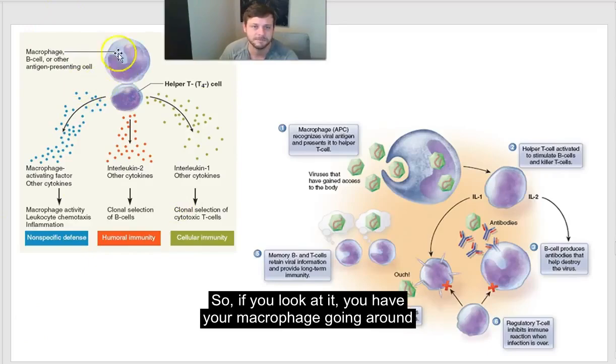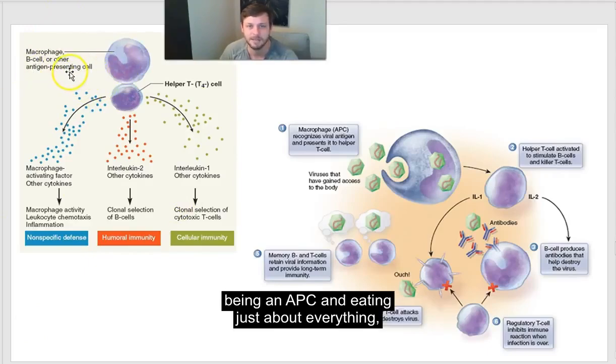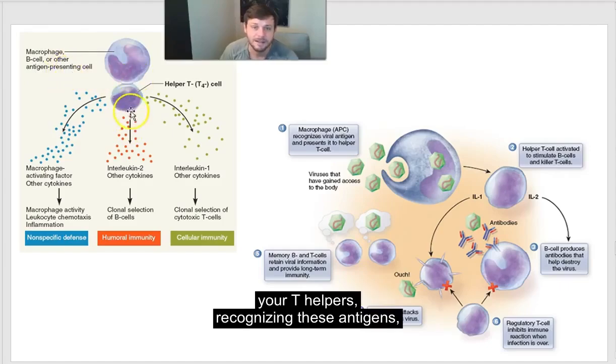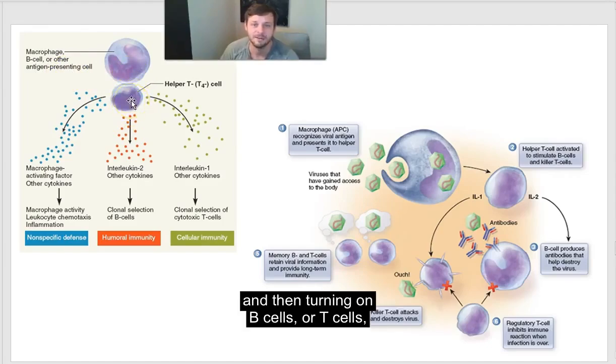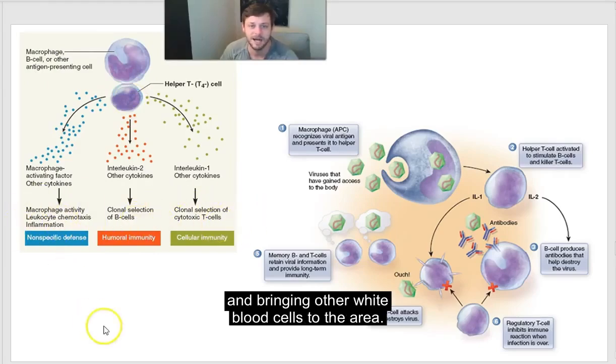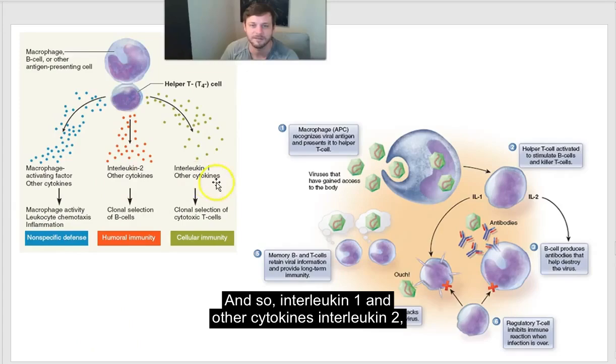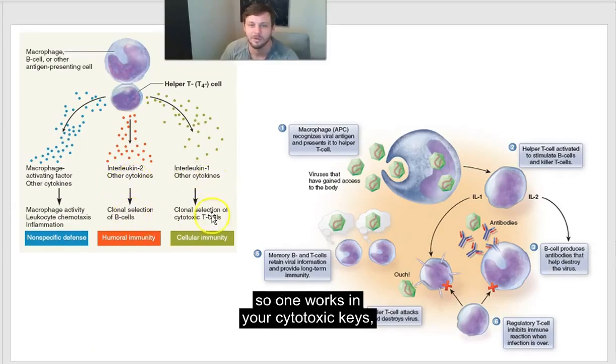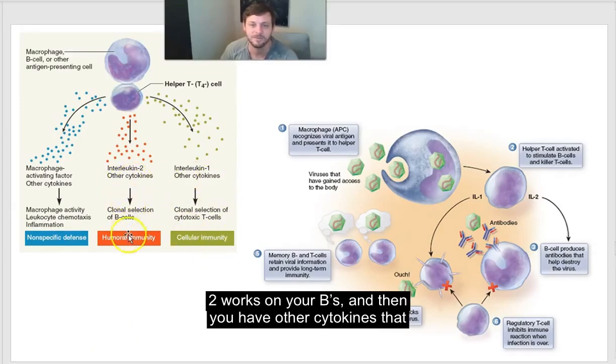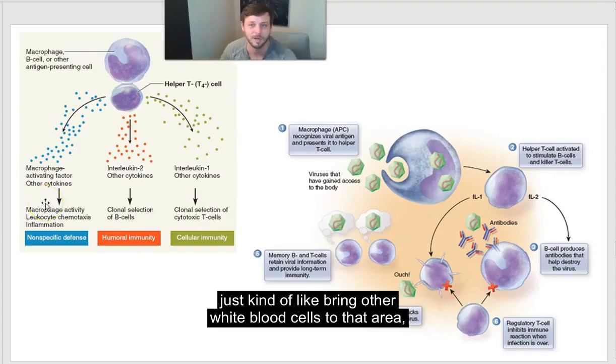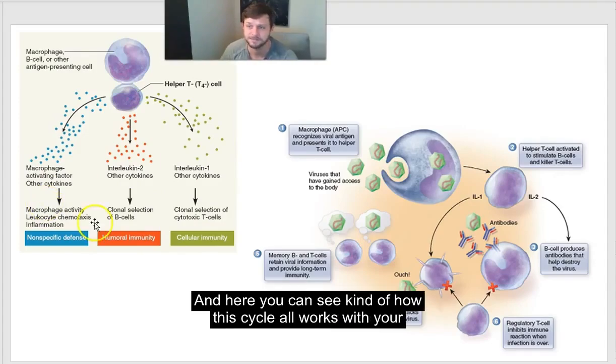And so if you look at it, you have your macrophage going around being an APC and eating just about everything. Your T helpers recognize these antigens and then turn on B cells or T cells and bring other white blood cells to the area. And so interleukin 1 and other cytokines, interleukin 2. So 1 works on your cytotoxic Ts, 2 works on your Bs, and then you have other cytokines that just bring other white blood cells to that area to help kill whatever the pathogen is.